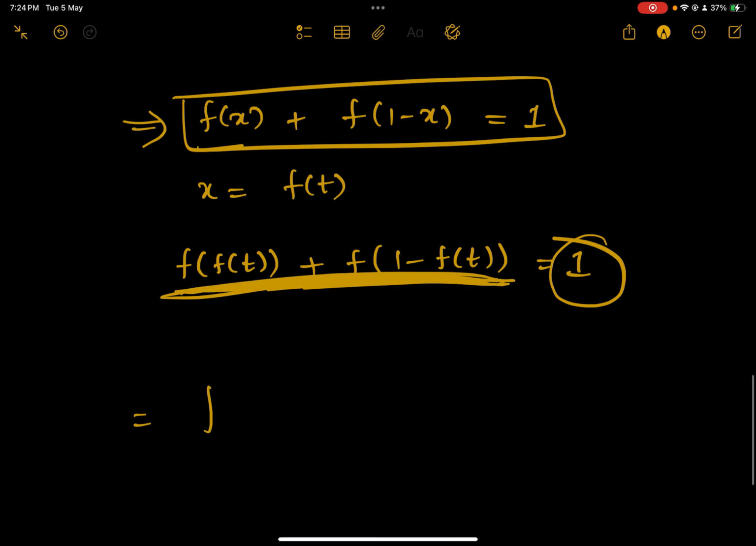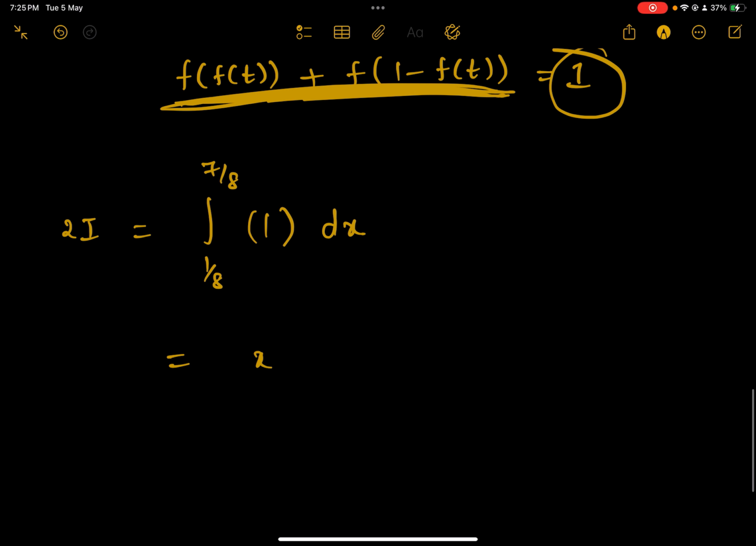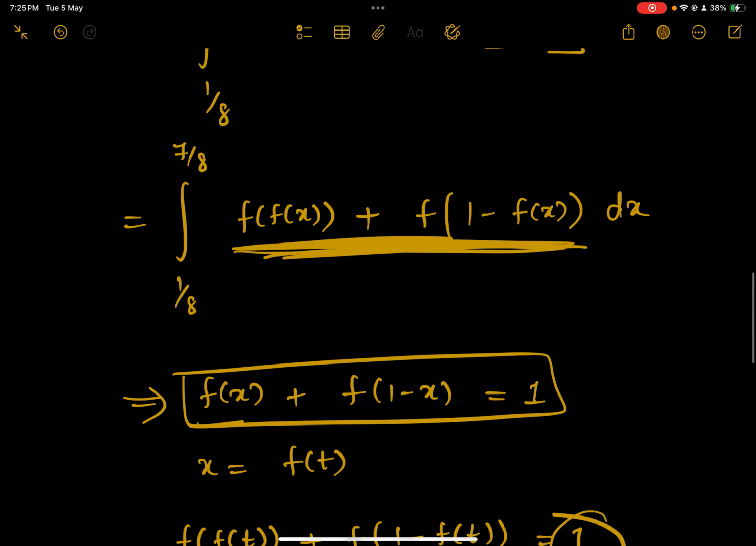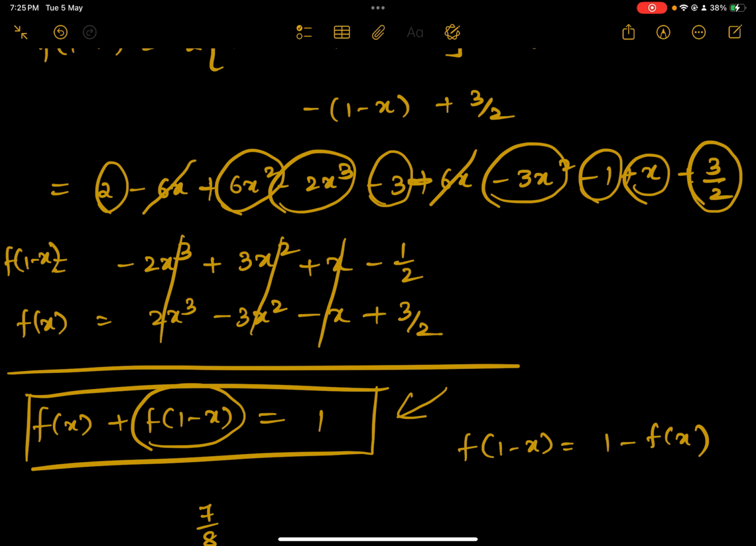So you have the integral from 1 upon 8 to 7 upon 8, your entire integrand becomes 1 and it is dx. And on the left hand side you have 2I. So the integration is simply x, and you just have to put the limits. That is simply 7 upon 8 minus 1 upon 8, which is 6 upon 8, which is simply 3 upon 4. So this is 2I. So the value of I is 3 upon 8. Therefore your m is equal to 3 and your n is equal to 8. Whatever they are going to ask you, m square plus n square, m plus n, m minus n, you can just mark the answer.